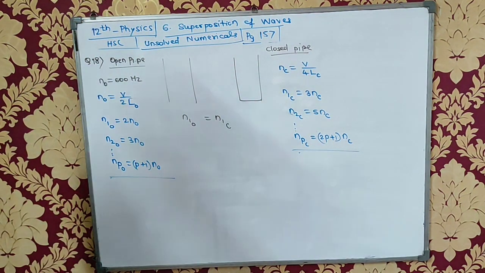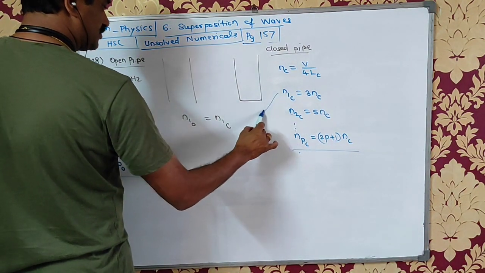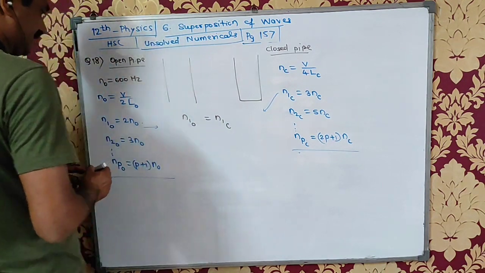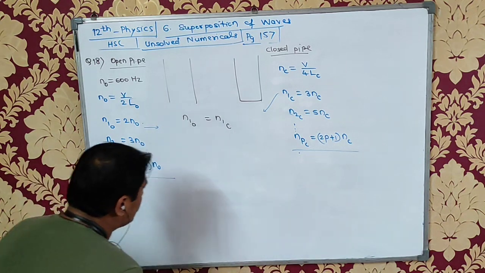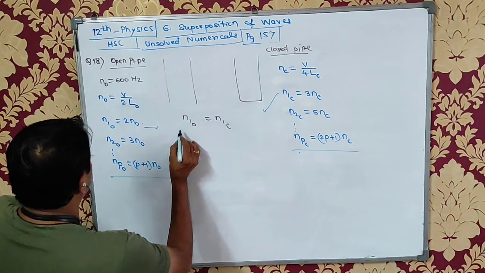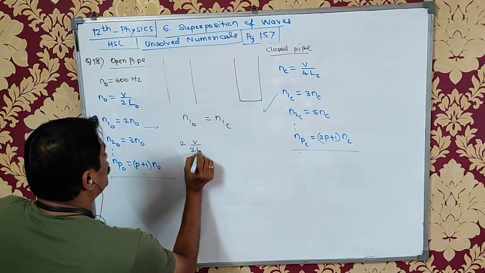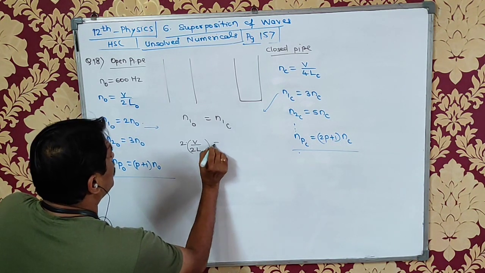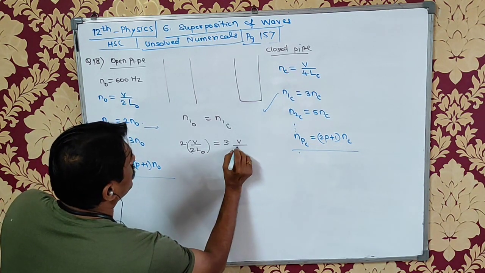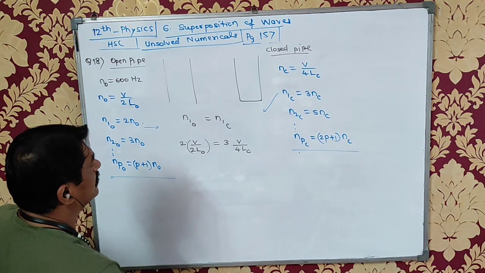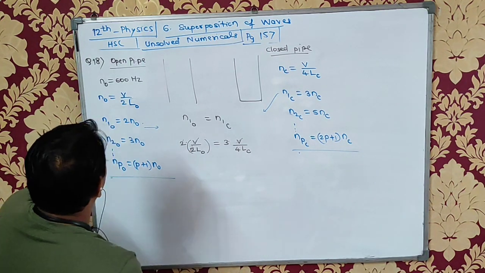ठीक है. अब इनके ये दोनों frequencies same हैं भाई. First overtone and first overtone. They are same. Well, let me solve this one. क्या बनेगा ये? So this will be V upon 2 times LO is equal to 3 times V upon 4 times LC. Well, 2 gets cancelled, V gets cancelled. So what do you get there?